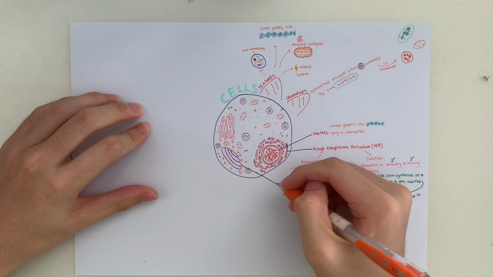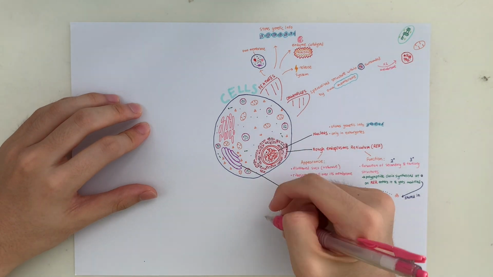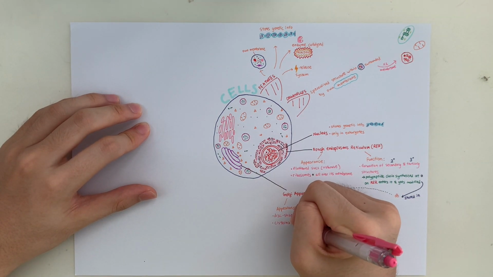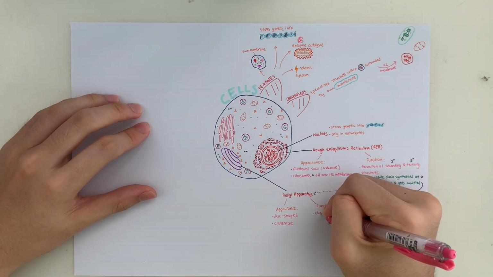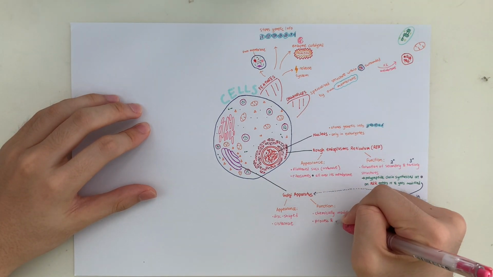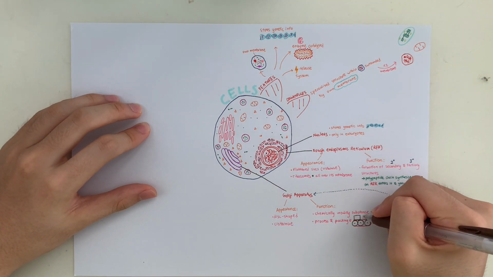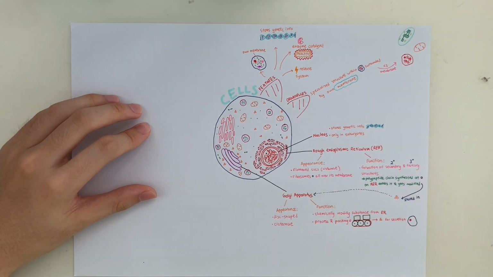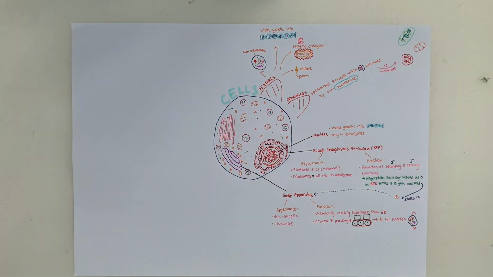The Golgi apparatus is characterized by its disc shape, and like the RER, it consists of cisternae. The main function of the Golgi apparatus is to chemically modify substances made by the ER, process them, and package them in vesicles for secretion out of the cell.